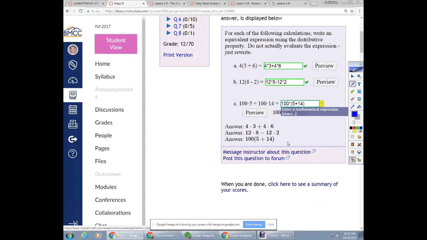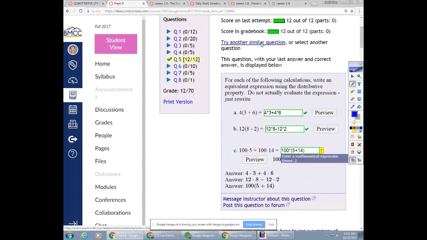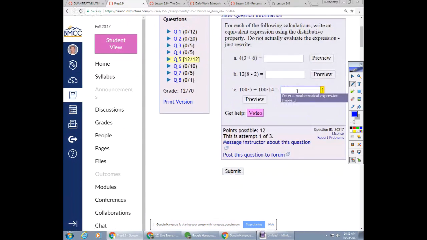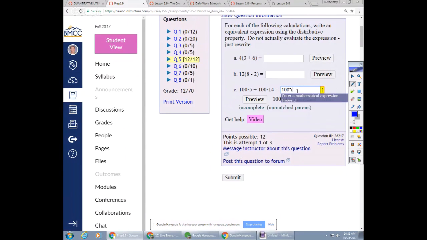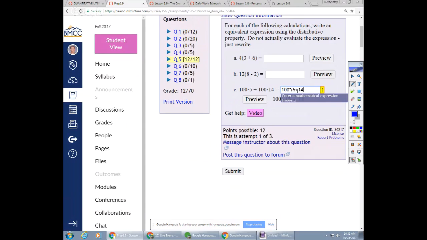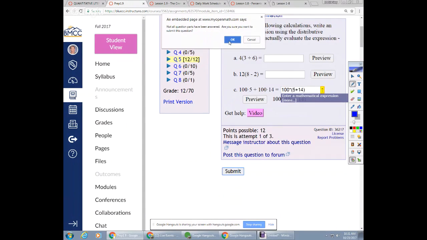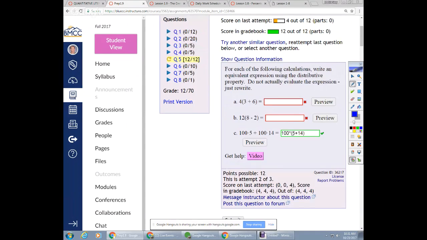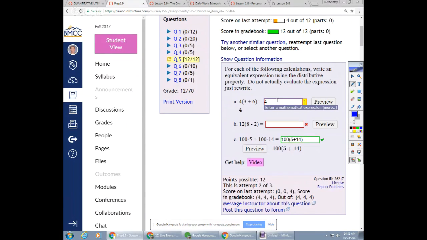Let's see, how do I get a new one? There, we try a similar one. Okay. So if I pull out the 100, I could also do times, parentheses, 5 plus 14, not 4. Submit. I know I didn't do the other parts. Yep, okay. So it doesn't matter whether you put the times in there or not. Notice that I can get by with or without it here. But up here, I have to put it, because otherwise 4, 3 looks like 43. You got to put the times in there. Okay, so just be careful.